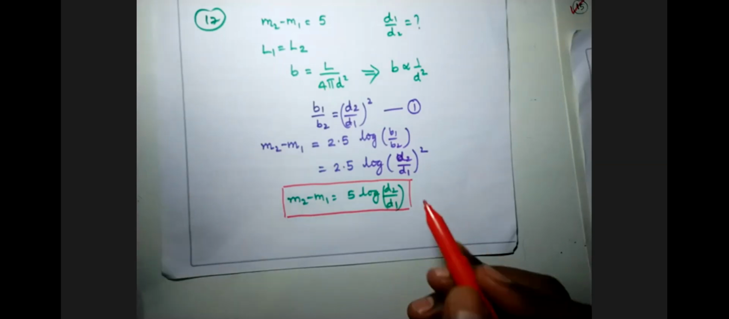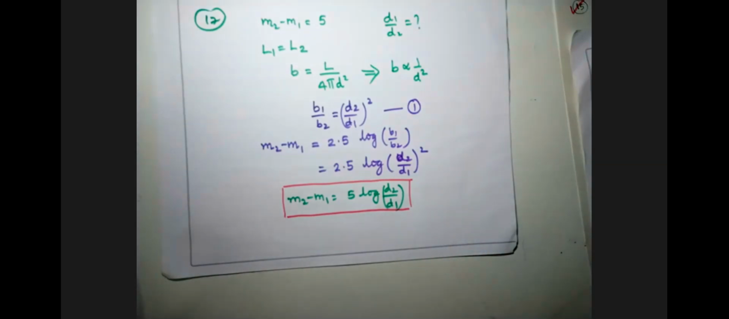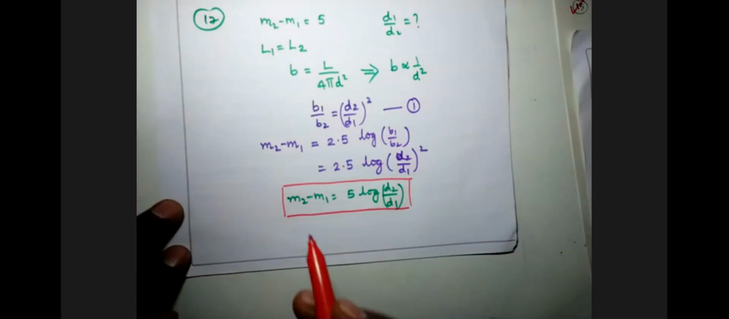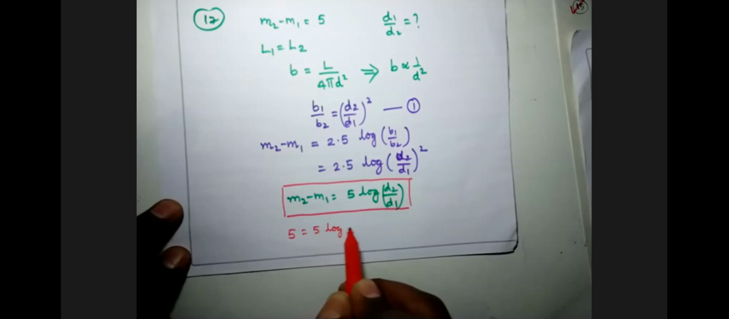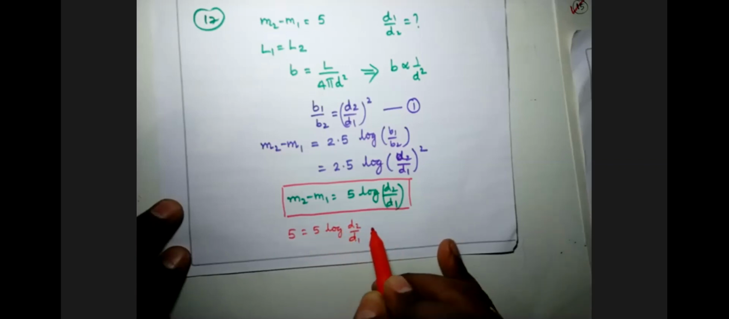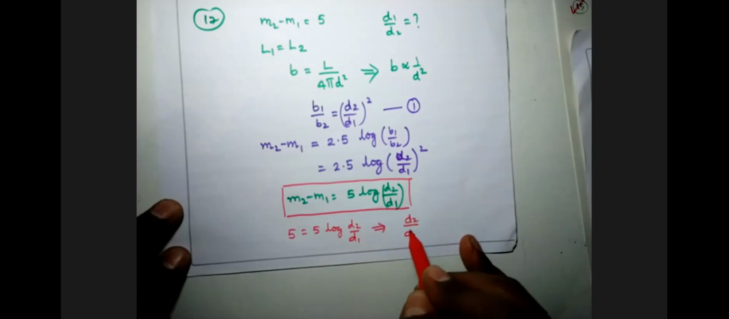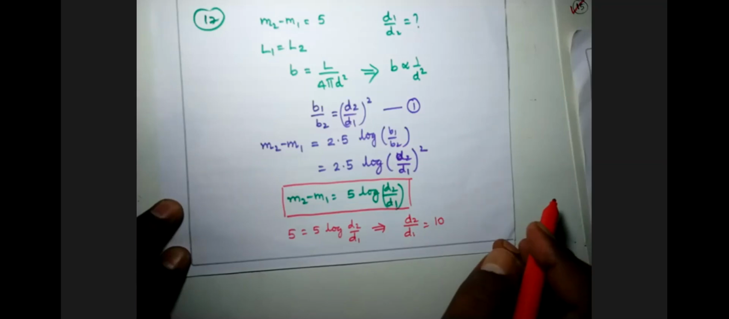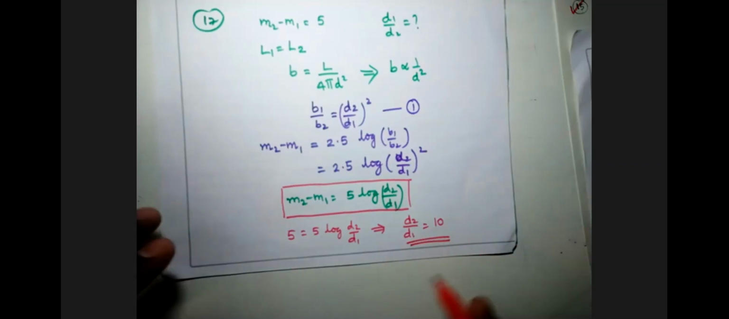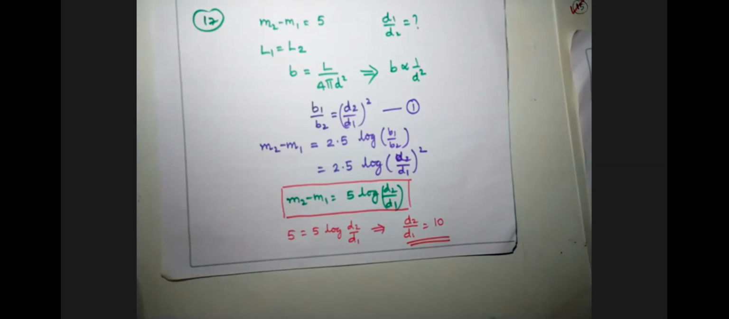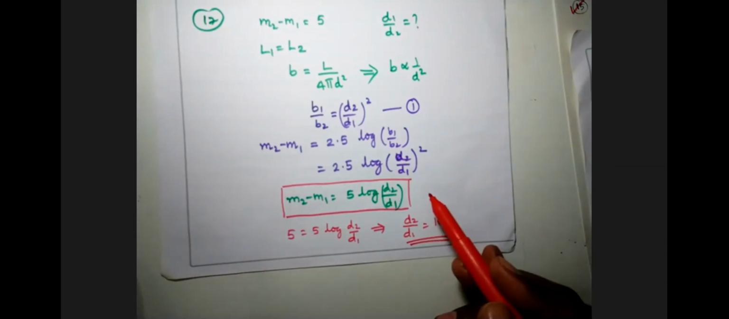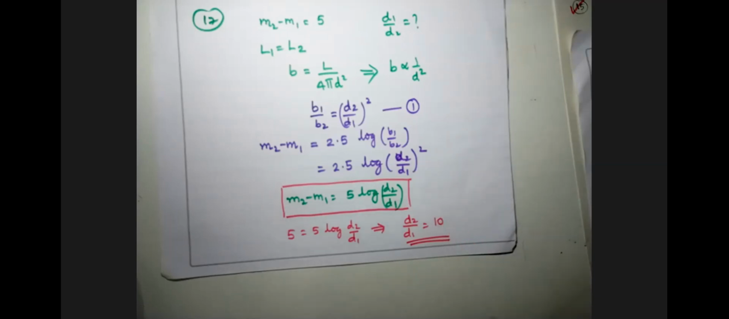Now M2 minus M1 is given, that is 5. So using that value, solve this. M2 minus M1 is equal to 5, therefore 5 log D2 by D1. Solving this, we get D2 by D1 is equal to 10. It means that the two stars are at distances in the ratio 1:10. This is another important relation which we need to use in solving the problems: M2 minus M1 is equal to 5 log D2 by D1.